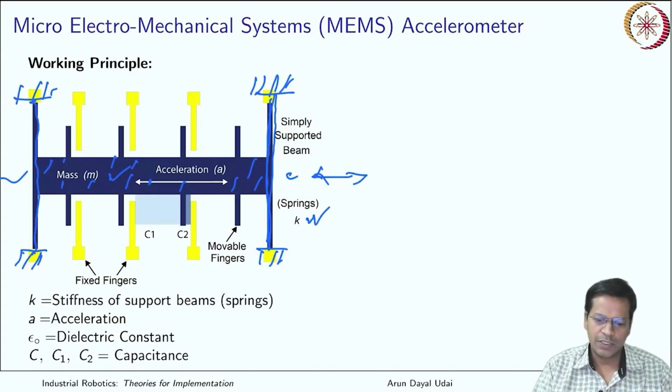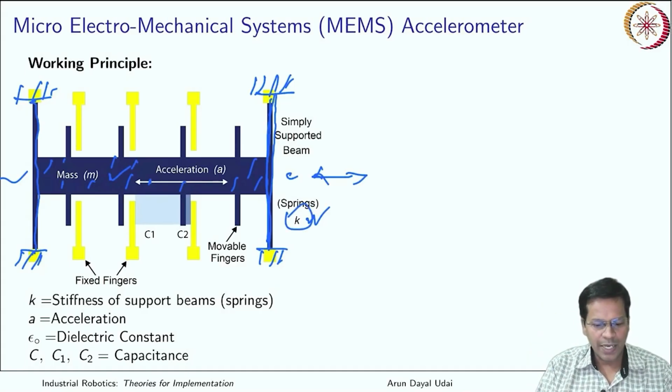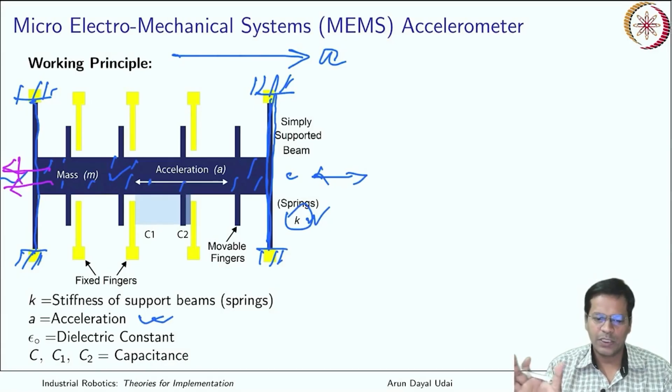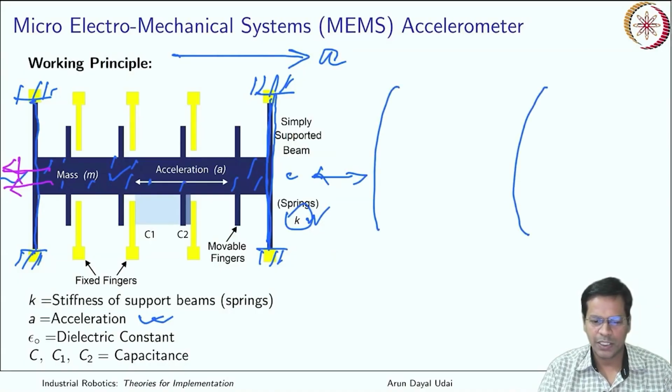The stiffness of the floating structure on which it is hanging, simply supported, is K. A is the acceleration, let us say, that I give to the whole system. Let us say the whole system moves with an acceleration A. In that case, the blue mass will experience a force like this. That is a pseudo force that it can see, and that will tend to bend this simply supported beam. So the new structure will be something like this.